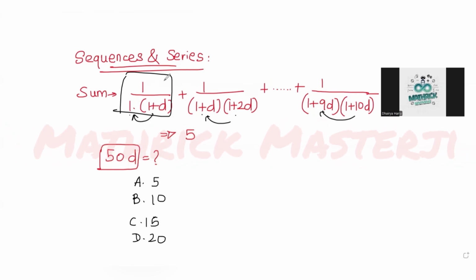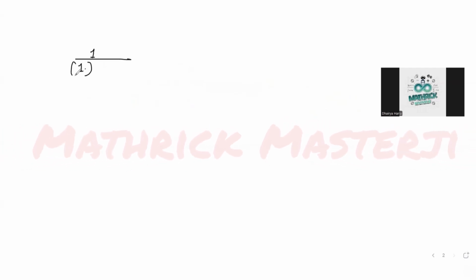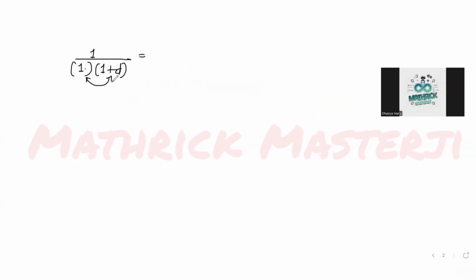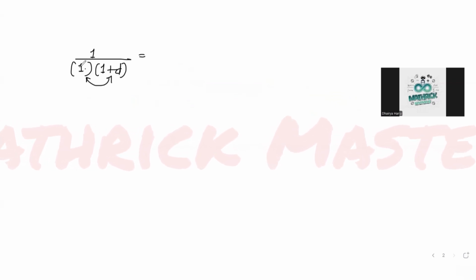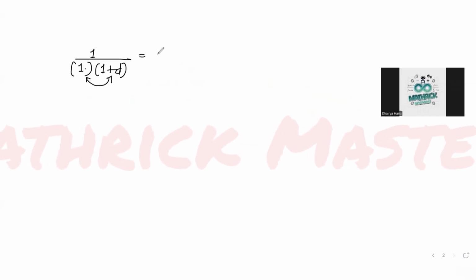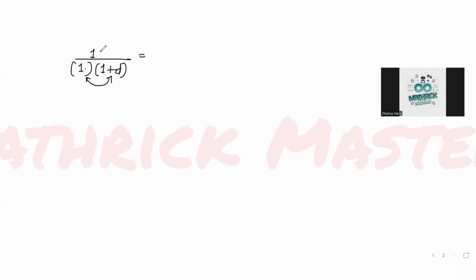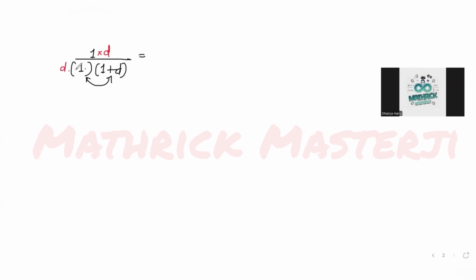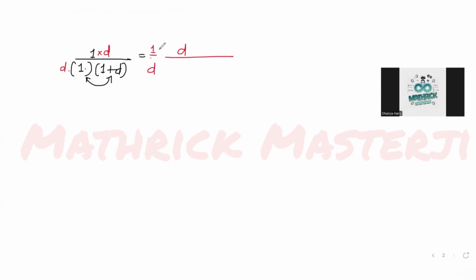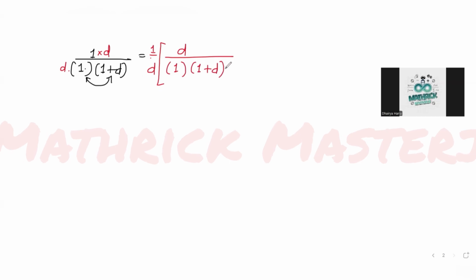So what I can do is manipulate and adjust my first term, 1 over 1 times (1 plus d). This product of the two terms in the denominator, I can make into a sum or difference of two fractions. To do that, I can first multiply and divide by d. So I get 1 over d, let's keep it aside, and d over 1 times (1 plus d).